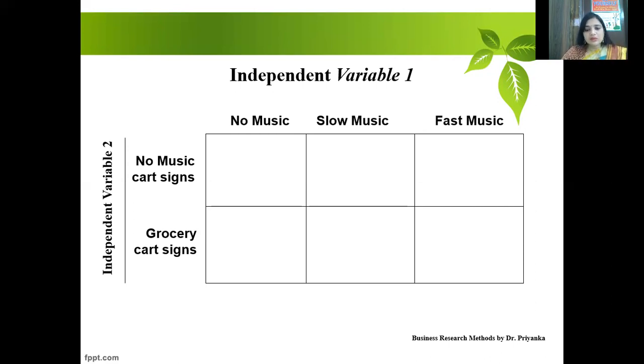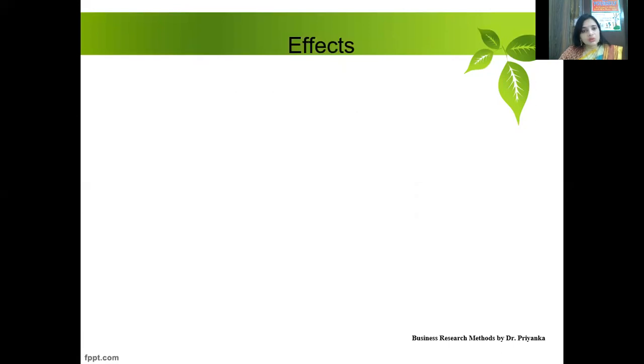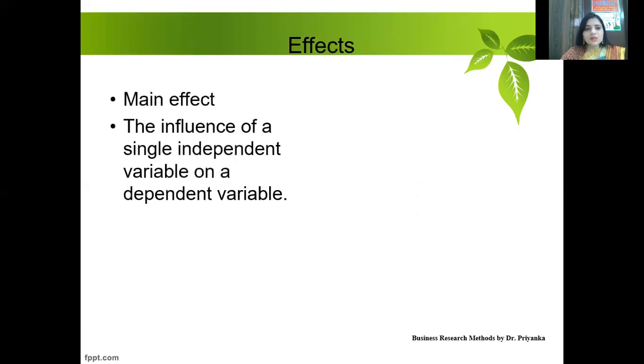3 levels are there. So this way you will be going with factorial designs. There are basically 2 effects which we are going to measure in factorial design. The main effect is the influence of a single independent variable on a dependent variable. That is actually the music.